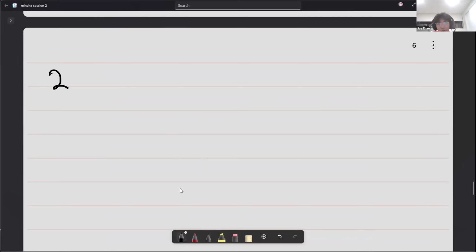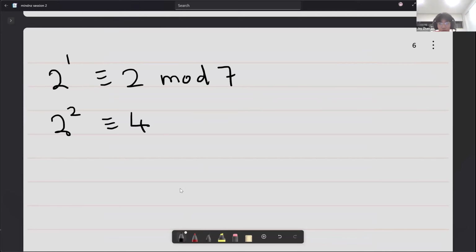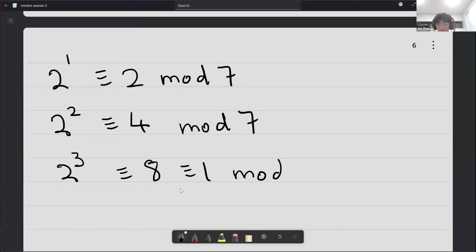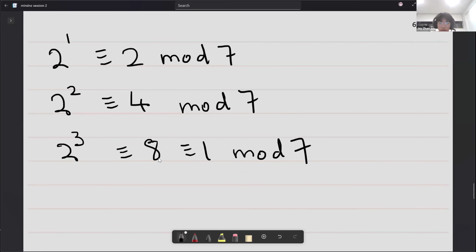So we're gonna consider the powers of 2 mod 7. So 2 to the 1 is equal to just 2 mod 7, and then 2 to the 2 is equal to 4, which is 4 mod 7. 2 to the 3 is equal to 8, which is 1 mod 7. So the smallest power of 2 which is 1 mod 7 is 3.